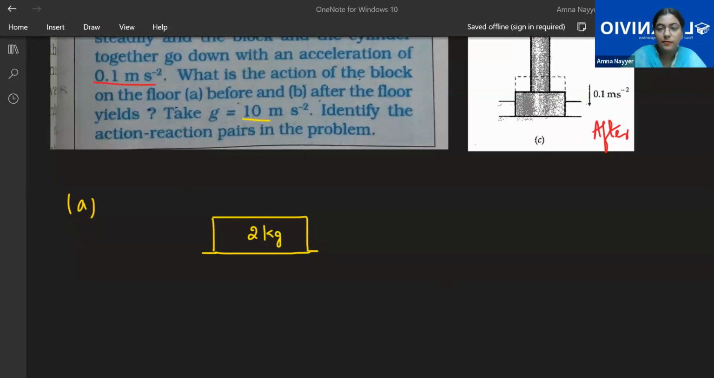N towards up and mg towards down. N upwards means, see, wherever the body is put, the direction of the normal reaction will be away from the body, and perpendicular to the surface. So this is one normal reaction, one mg. Now this is not accelerating because right now it was at rest. The soft horizontal floor could bear it.